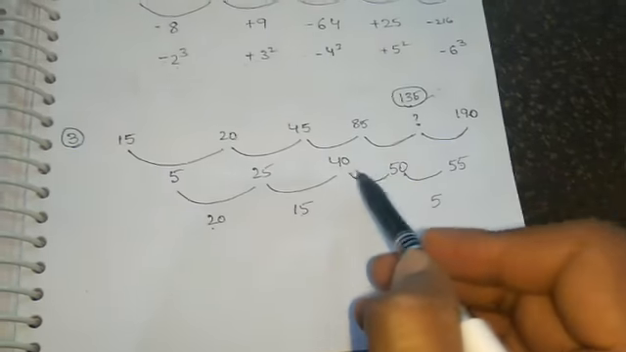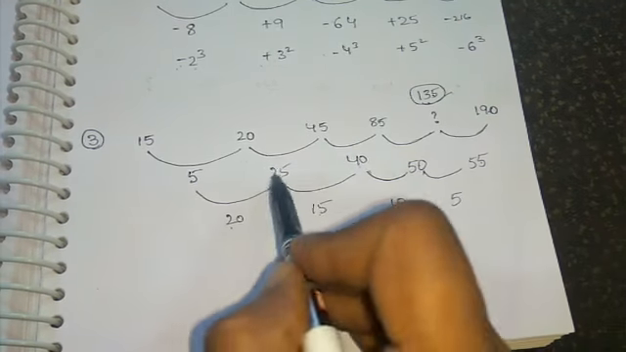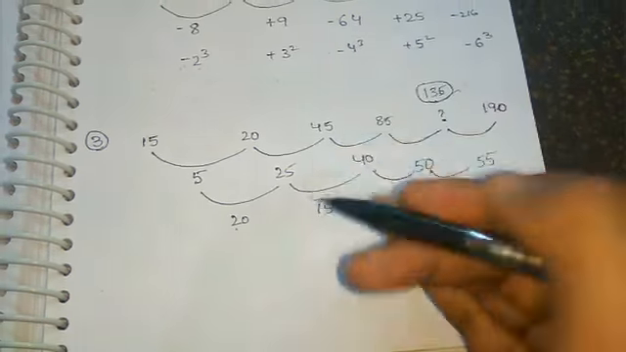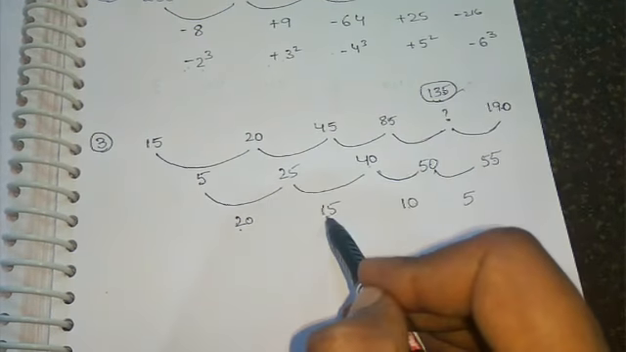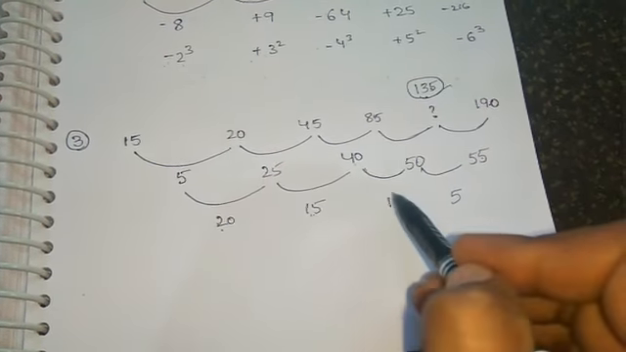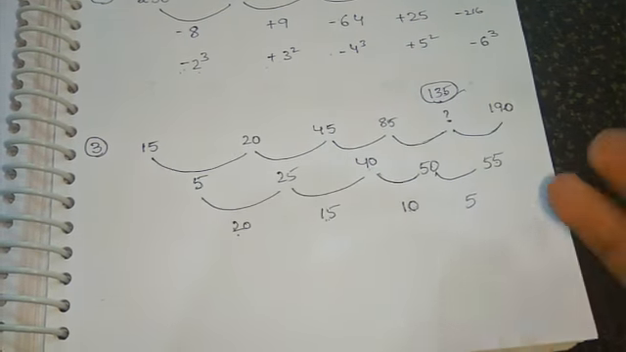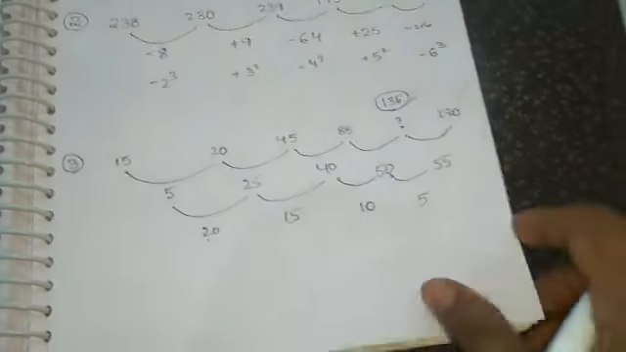So here what we have done, 5, 25, 40, we got the differences. Then we found again the difference of the differences, 20, 15 and the next one can be 10. Mostly it can be 10, so we have taken that 10. So moving to the next example.